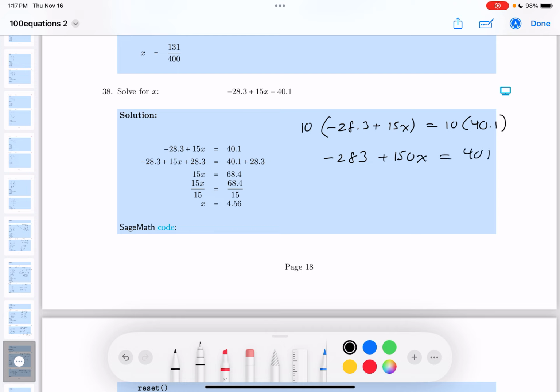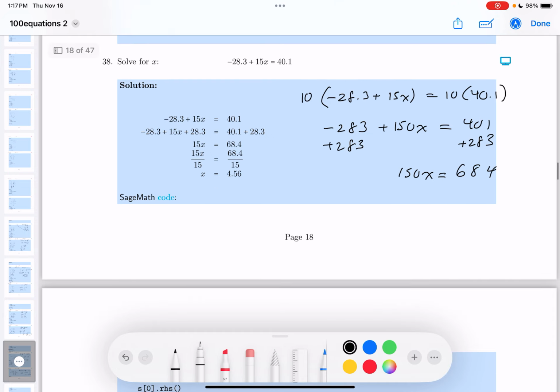What do you do now? Add 283 to both sides. Oops, sorry about that, I didn't mean to do that. Go backwards: add 283, not divide. And what do you get there? 150x equals 684. Certainly either way is problematic, by the way. Divide by 150, and you get x equals 684 over 150.